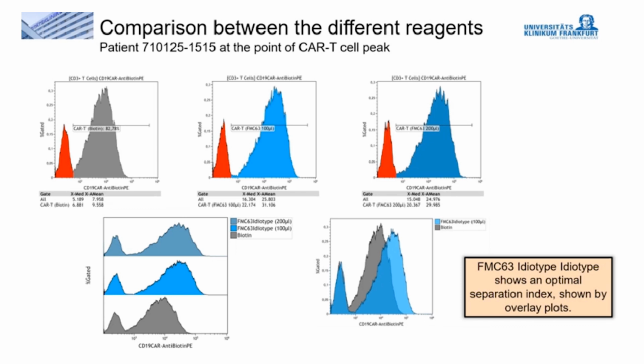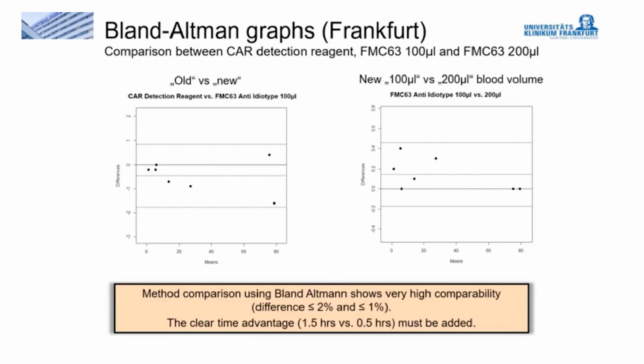You might remember slide 10, where I showed you the CAR T-cell kinetics with a very strong increase in the CAR T-cell peak. In Bland-Altman statistics, the results of the original stain and FMC63 antibody, as well as the usage of 100 and 200 microliter blood as starting volume, are plotted. The results are very comparable and show only differences of smaller or equal 2% in the comparison of the original stain versus the direct labeling with FMC63. In the comparison of the different starting blood volumes, the difference is even equal to or less than 1% for the FMC63.